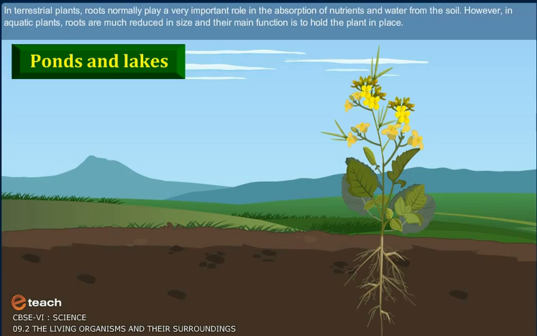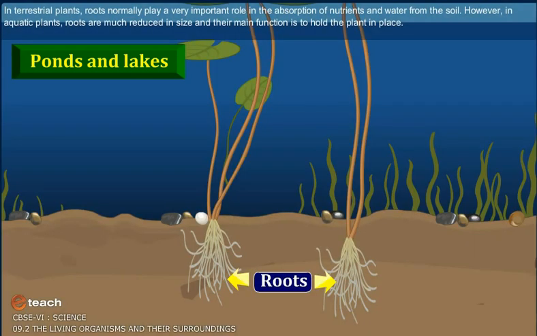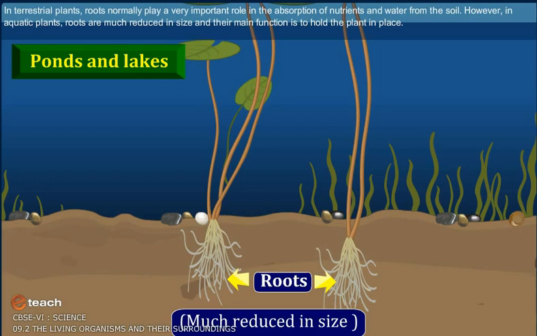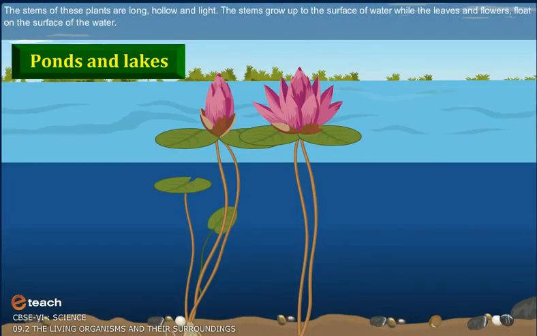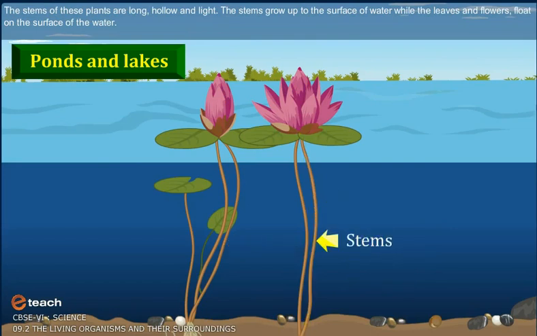In terrestrial plants, roots normally play a very important role in the absorption of nutrients and water from the soil. However, in aquatic plants, roots are much reduced in size and their main function is to hold the plant in place. The stems of these plants are long, hollow, and light. The stems grow up to the surface of water, while the leaves and flowers float on the surface of water.